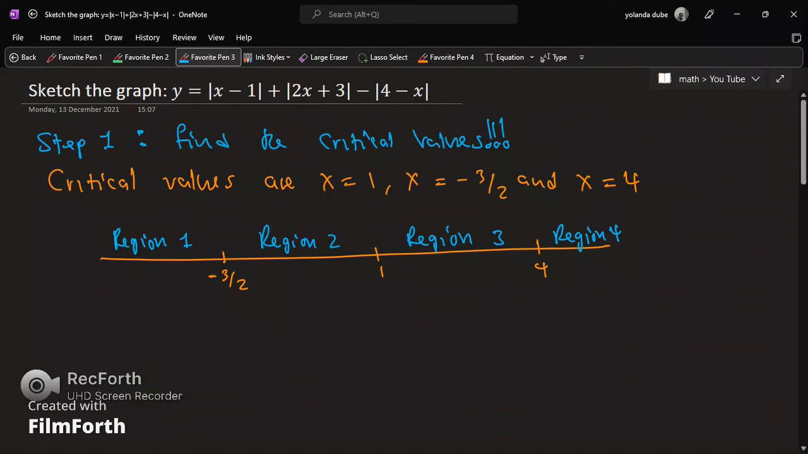Now the question that we should ask ourselves is, what is the importance of these regions? This first region is described as the region which takes everything less than or equal to -3/2, and this region takes everything from -3/2 but less than 1, and this one takes everything greater than 1 but less than 4, and this one is a region which takes everything greater than 4.